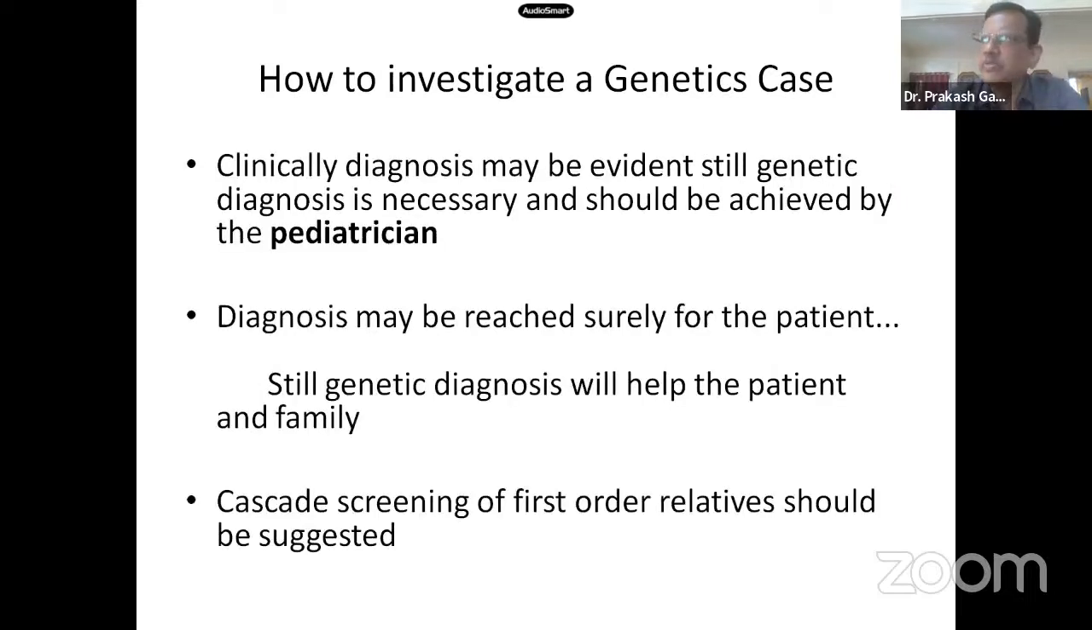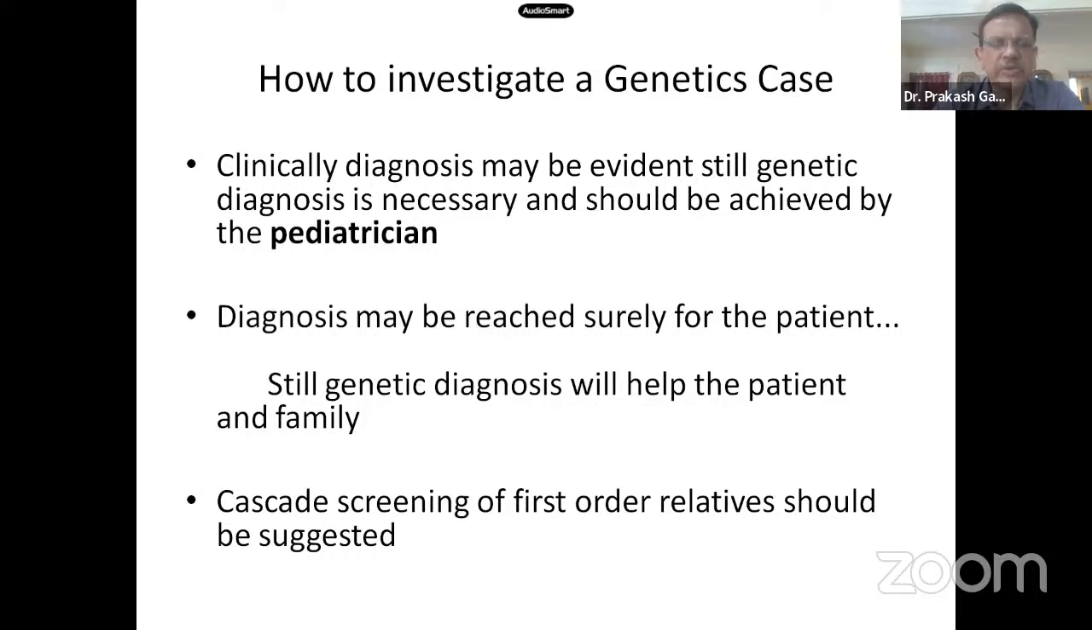Clinical diagnosis is sometimes very evident. The diagnosis is written on the face of the patient, like Down syndrome. Still, we want to do karyotyping for Down syndrome, because there are types of Down syndrome. Similarly, sometimes we reach a diagnosis by indirect techniques for a particular disorder. For example, take Duchenne muscular dystrophy, where the clinical symptoms with Gower sign, muscle weakness, and calf hypertrophy make you diagnose the condition clinically very easily.